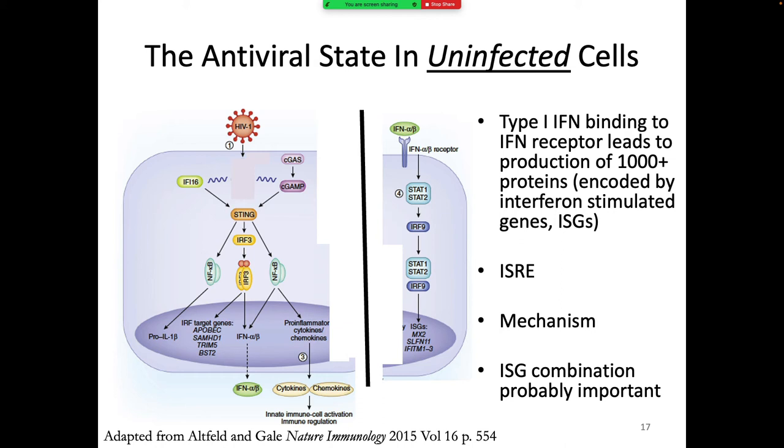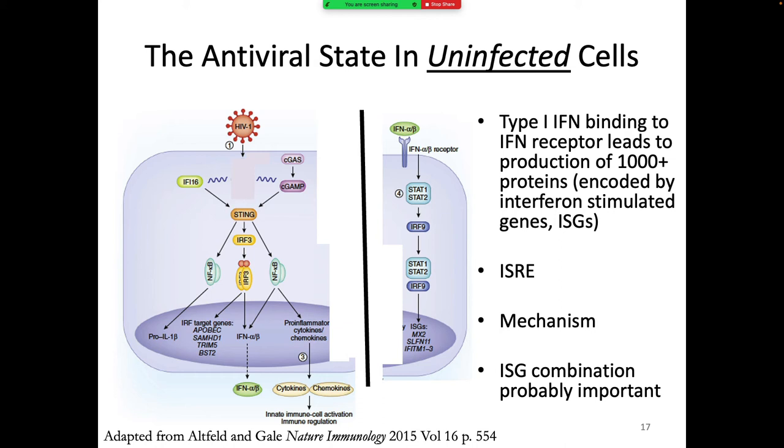And now we're going to get more changes in transcription in this cell. Specifically, this cell is going to start to make a group of proteins known as ISGs. It's going to be transcribing and translating ISGs. ISG stands for interferon stimulated gene. So if you get some interferon, you make the interferon stimulated gene. You make an ISG. So interferon binding to the receptor leads to the production of ISGs. There are thousands of ISGs.